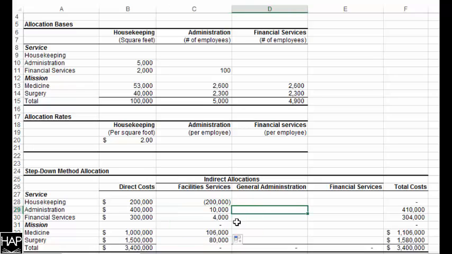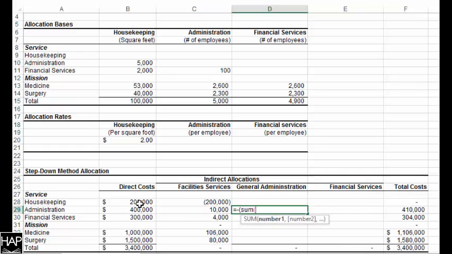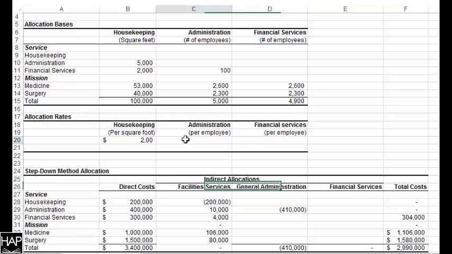Now I can find out what the amount I have to allocate for general administration is by taking the sum of the direct costs of administration and the amount that was allocated from housekeeping. So the total amount that I have to allocate is $410,000 for administration. In order to do that, I'm going to calculate the allocation rate.